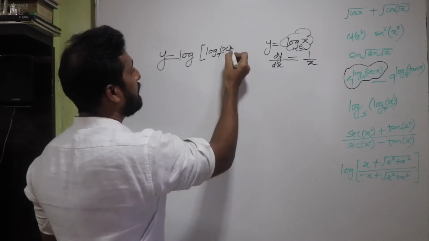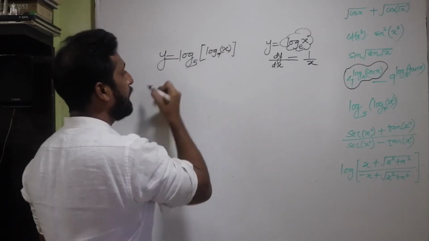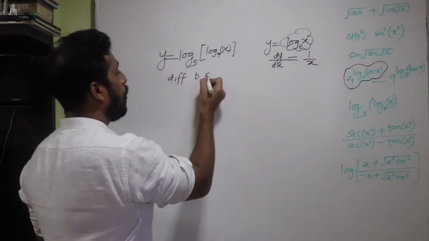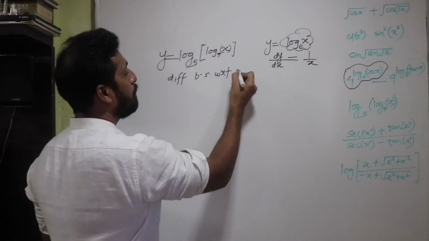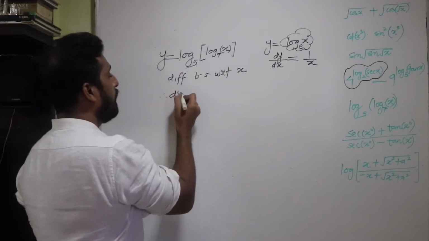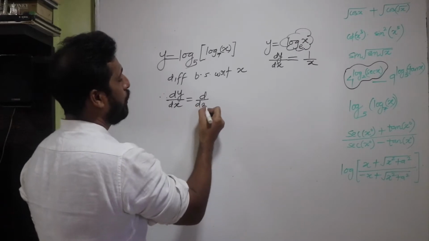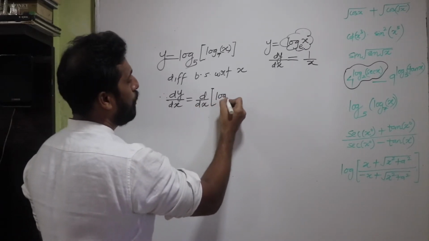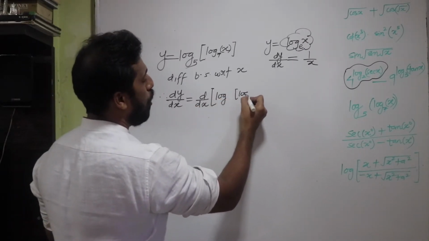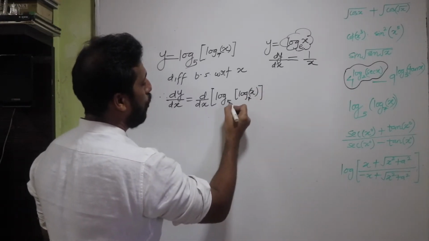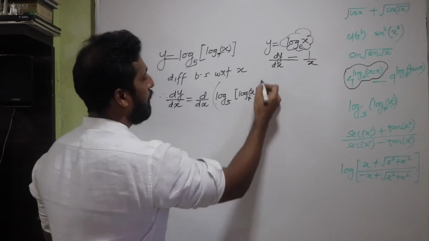So now we have the question y is equal to log of log of x to the base 7, and the whole base is 5. So if I differentiate both sides with respect to x, I will write dy by dx is equal to d by dx of log of x to the base 7, and to the whole base you can write 5.